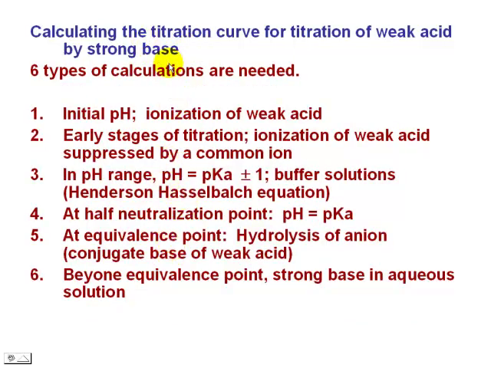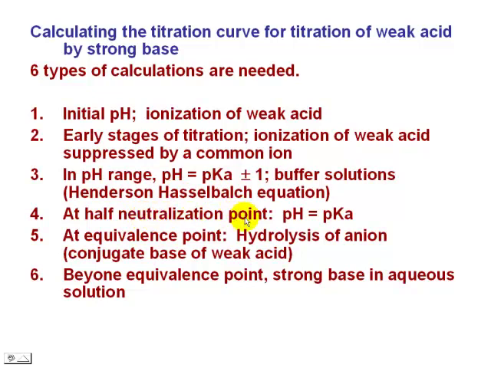When we calculate the titration curve for a titration of a weak acid by a strong base, we have 6 different types of calculations that we need to perform. Number one, we have to determine the initial pH, and this is going to be due to the ionization of the weak acid. Number two, in the early stages of the titration, the ionization of the weak acid is going to be suppressed by a common ion. Also, we have a buffer situation. In the pH range where pH is equal to pKa plus or minus 1, we have the buffer solution, so we're able to use the Henderson-Hasselbalch equation.